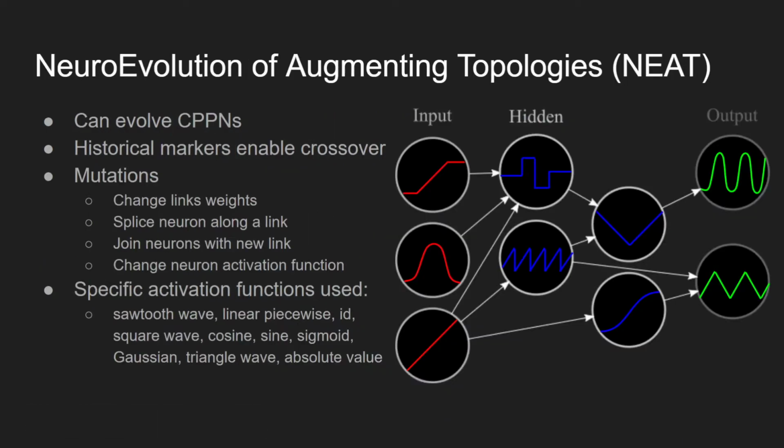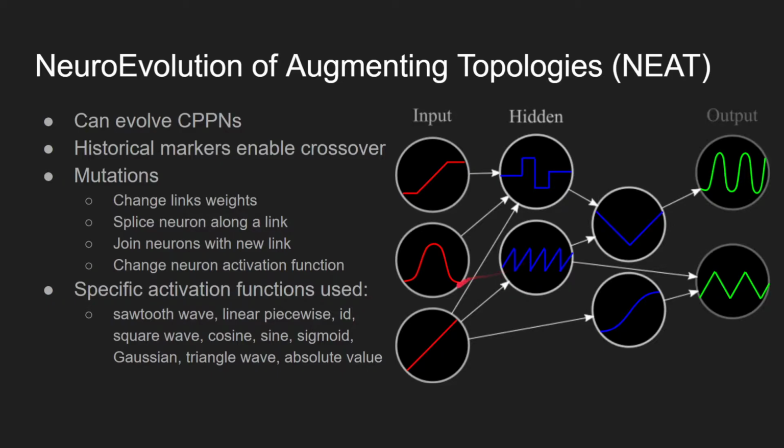Also, they can encode things at arbitrary resolution because we can decide how many pixels per a given space we query them with. Now we evolve CPPNs using NEAT, that is Neuroevolution of Augmenting Topologies. NEAT is a famous algorithm, supports crossover and several mutations. The mutations do things like changing the link weights, splicing new neurons along links, joining neurons together with new links, and when using CPPNs, we add a mutation that changes the activation function in a neuron for another one.